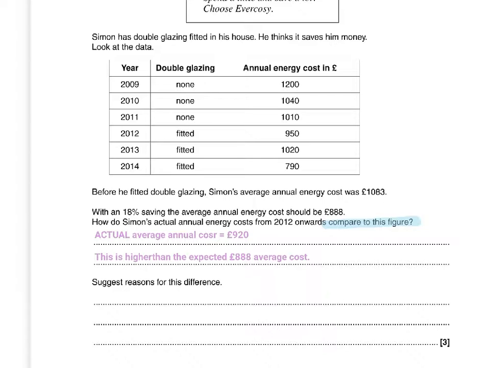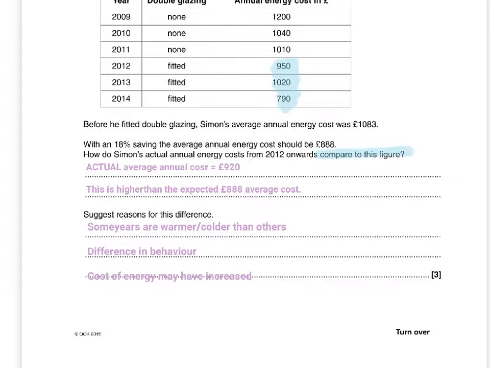So we've got to compare his average annual costs to before 2012 when he didn't have double glazing. And if you work out the average of these three numbers, it comes to £920. And obviously that is higher than the expected £888 average cost. So that's what we've got to comment on. So that's your first 2 marks out of the 3, and then the question asks you to suggest reasons for this difference. And they are quite varied.